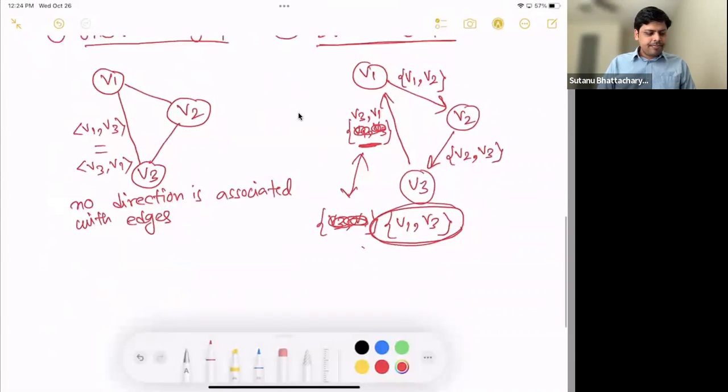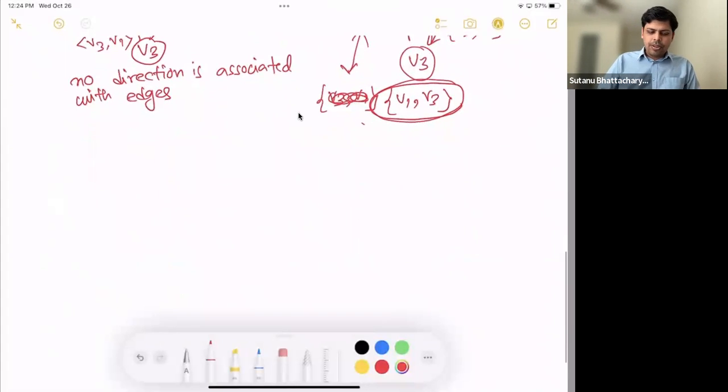Now, okay. Next, we'll talk about simple graphs.